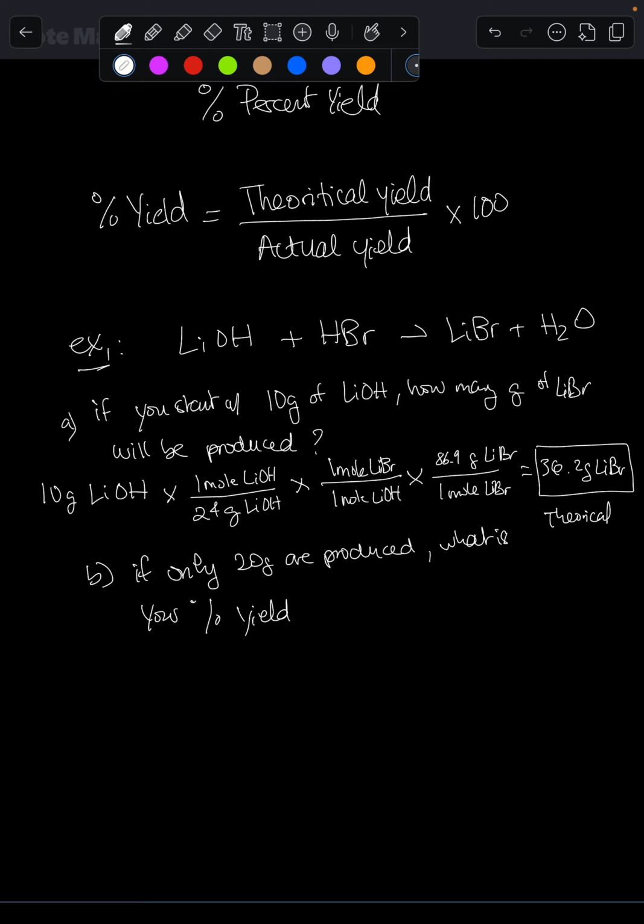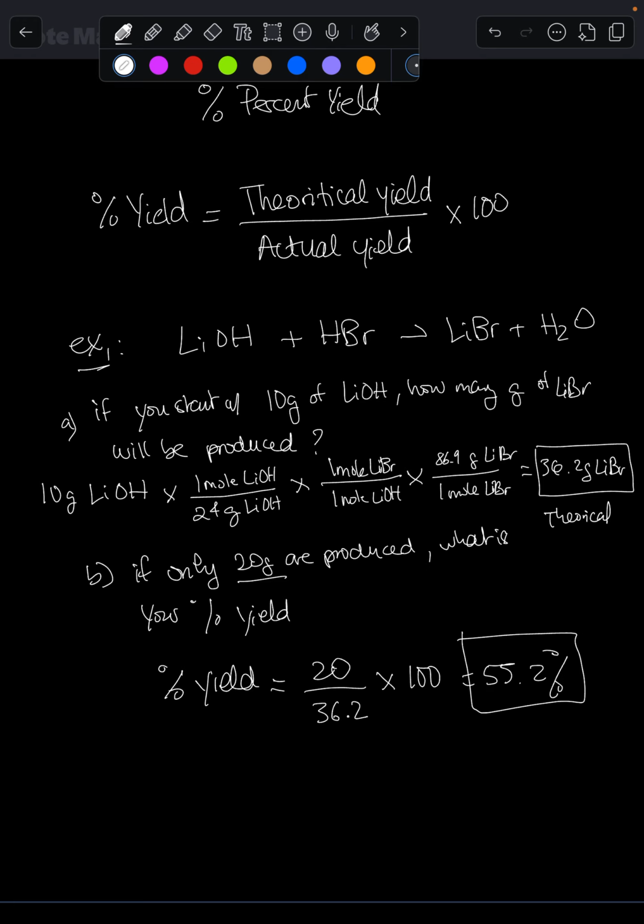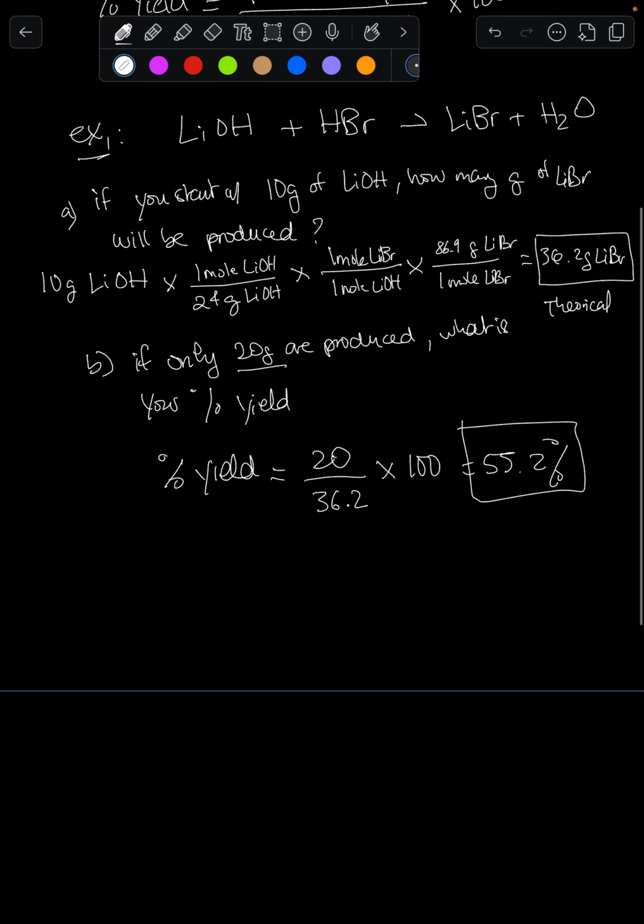Now, part B says that you've gone into the lab and actually done this, but unfortunately, you only get 20 grams as opposed to 36. Therefore, your percent yield is much less, right? It's actually 20 grams instead of 36.2. So you're going to take these two numbers, divide them, and multiply by 100, for which then you would get a yield of 55.2%. Super easy.